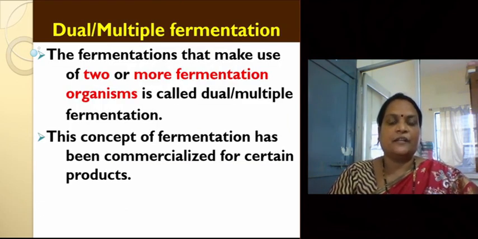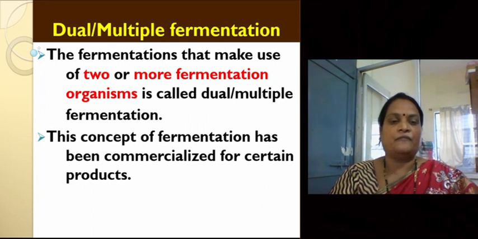What is dual and multiple fermentation? Generally, fermentations make use of one microorganism, which is called the production strain. But there are some fermentations that make use of two or more fermentation organisms. Instead of using a single fermentation organism, we use two or more. When we use two or more fermentation organisms, the fermentation is called dual or multiple fermentation.